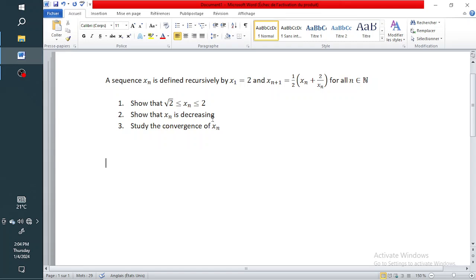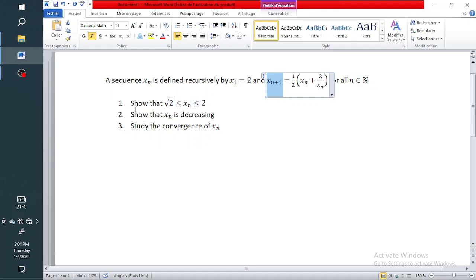So in this video we are going to be solving a question on recursive sequences, and the question reads: a sequence x of n is defined recursively by x1 equal to 2 and x n plus 1 equal to half into x n plus 2 over x n, for all n in the set of natural numbers.